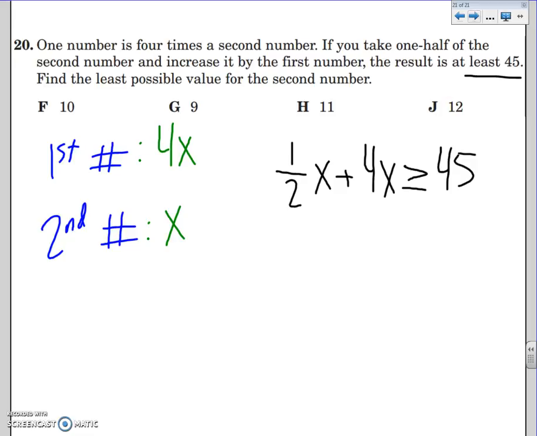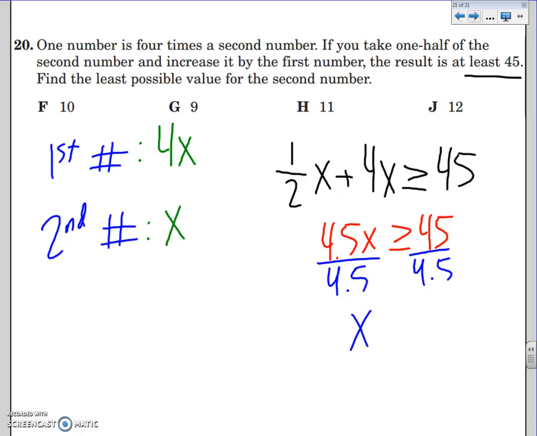Simple problem, just solve it like normal, combining terms. I'll just do 4.5x greater than or equal to 45, divided by 4.5. x is greater than or equal to 10. So 10 is my minimum, and anything bigger than that works. So it says find the least possible value for the second number. Well, x is my second number, so it's 10. So this will be F.